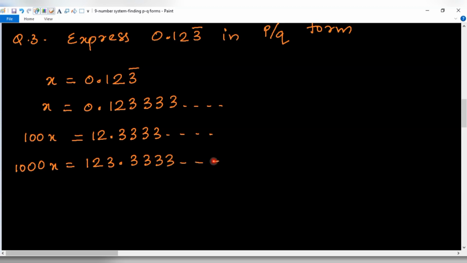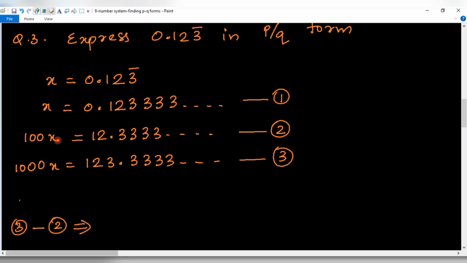123.3333 like that. Or we can think from this step itself: if we multiply by 1000, this decimal has to move 3 places towards the right. Now see, we have got 2 numbers whose decimal places are alike. 3 here, and here also we have 3. So if we subtract these two, we will reach our answer. This is the first equation, this is the second equation, and this is the third equation. We have to subtract 2 from 3, that is, third equation minus second equation.